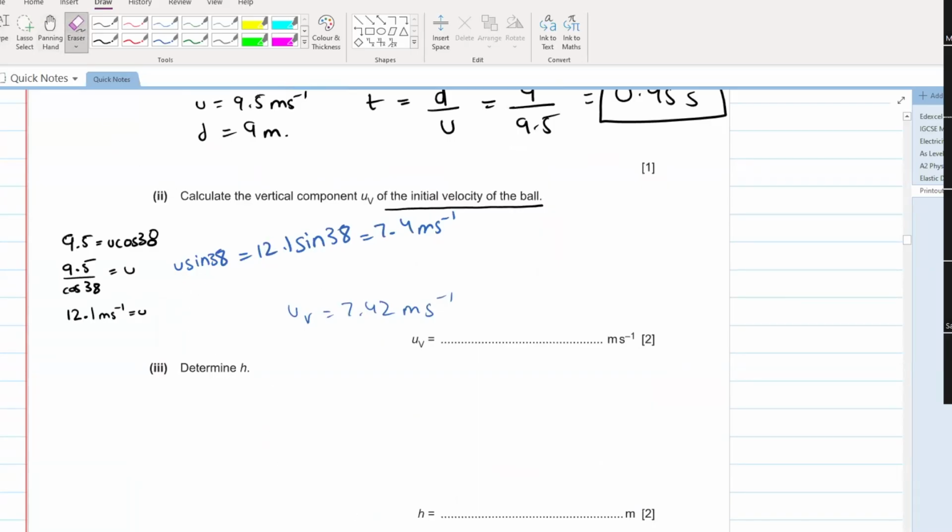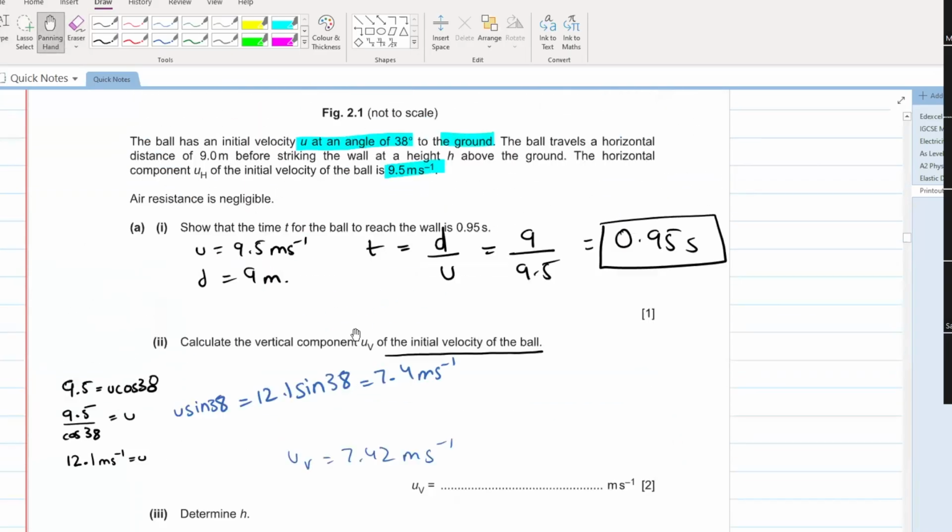Now you have to determine the height h. How are we going to determine the height h? Again, very, very easy.